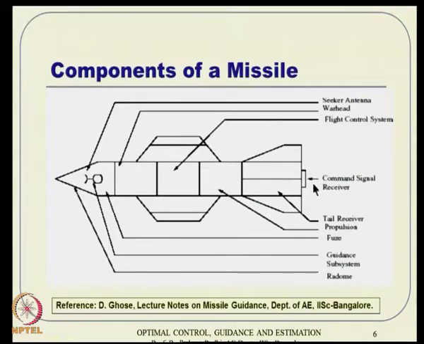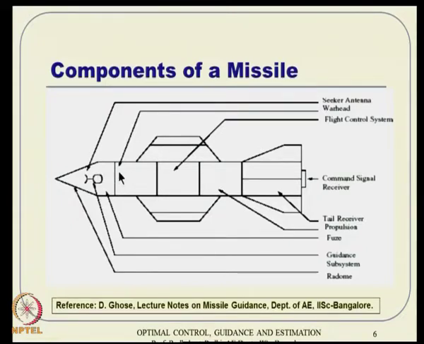There is a command signal receiver at the end, which can receive commands from ground station radars and things like that. Then you have various components of the vehicle, which is very tightly packed, by the way. The space inside is very limited. Here you can see there is a radome. This protects the vehicle from aerodynamic loading and all that. And this part is very sensitive. This is where your seeker and the sensitive instruments sit.